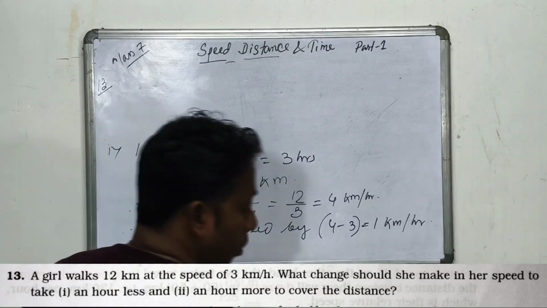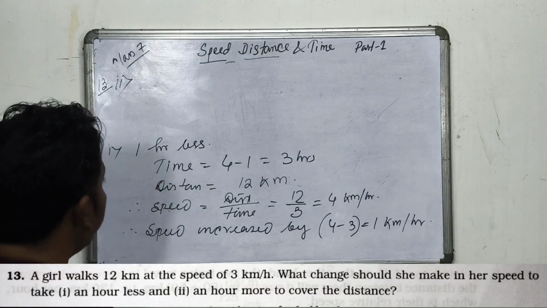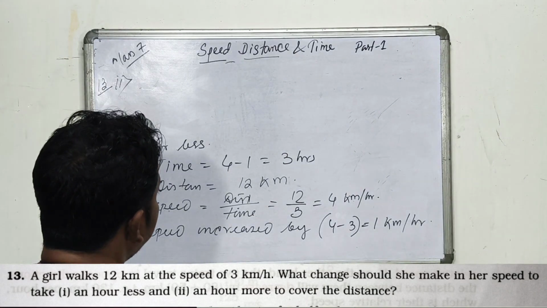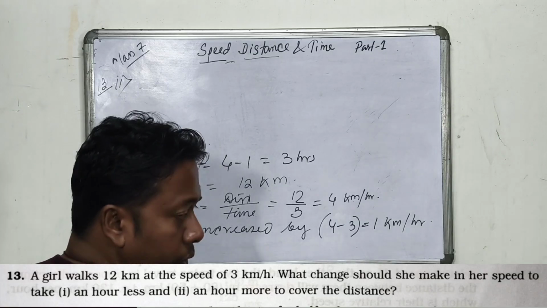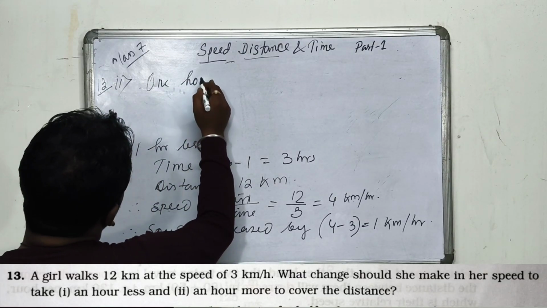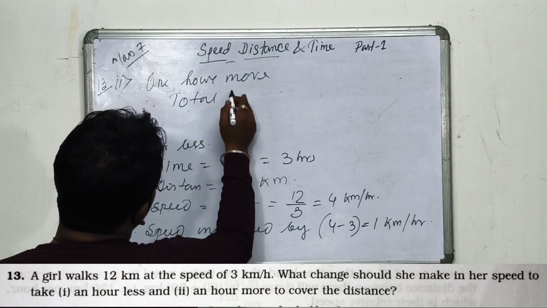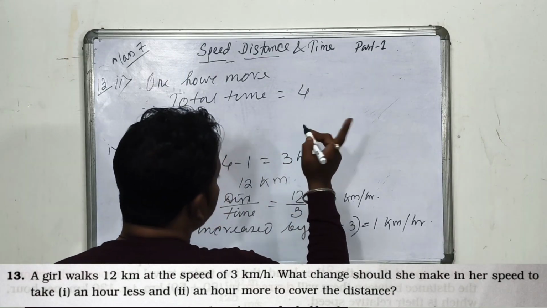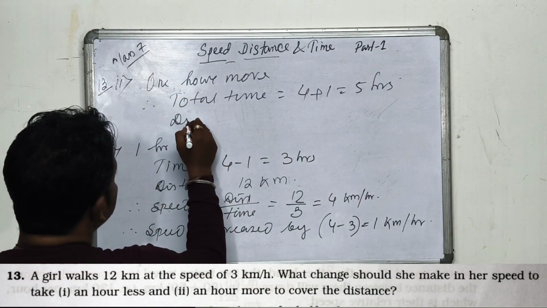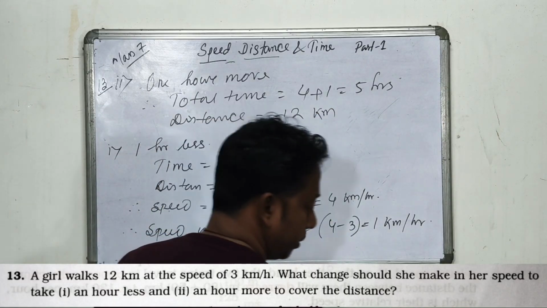Question number 2, 1 hour more. 1 hour more means the initial time was 3. We just simply find out the initial time. What was the initial time? 4. 1 hour more. Therefore, total time equals 4, the initial time, plus 1, that is 5 hours. Obviously, total distance equals 12 km, right?